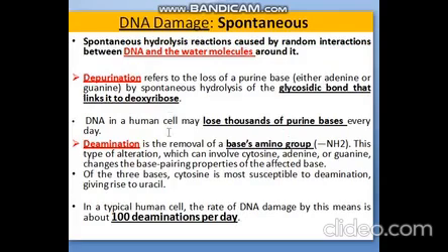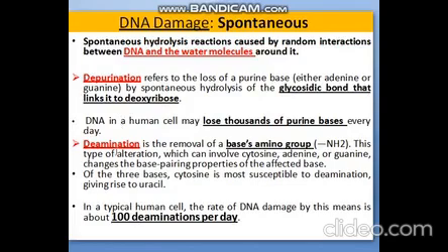Okay, so there are some types here. Depurination: whenever in the biological sciences the prefix de means removal of something. So depurination means removal of either adenine or guanine because of the spontaneous hydrolysis of the glycosidic bond that links it to the deoxyribose. DNA in a human cell may lose thousands of purine bases every day. This is quite normal, and this mechanism is very common in human cells.